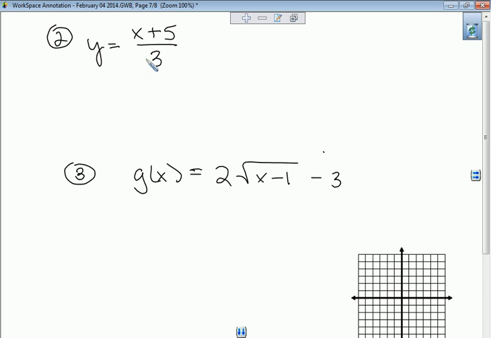All right, so let's take a look at this second example. Here's your original function, y equals (x plus 5) over 3. I'd like everyone to try to find the inverse of this. You may or may not need to graph it to tell me if the inverse and the function are both functions.